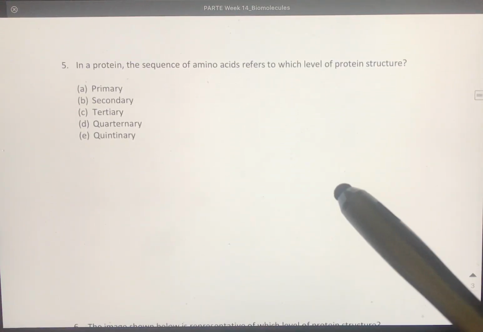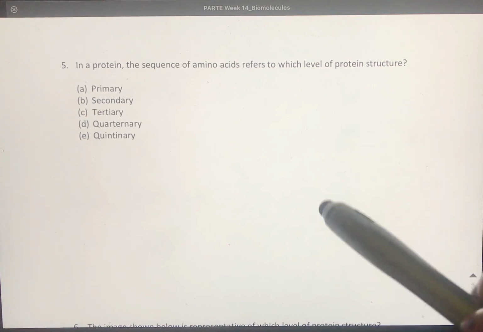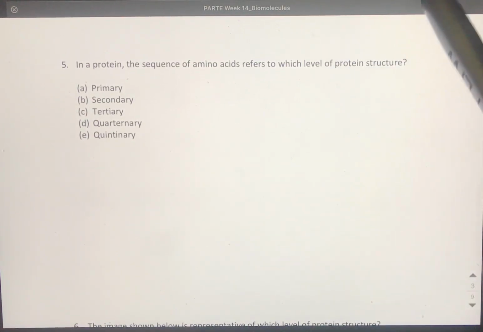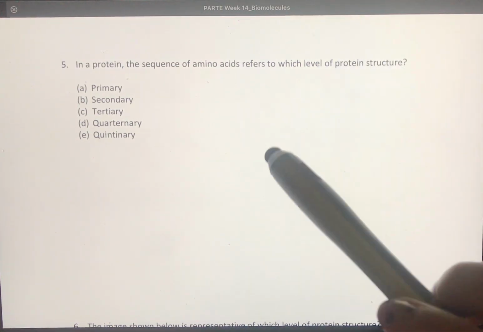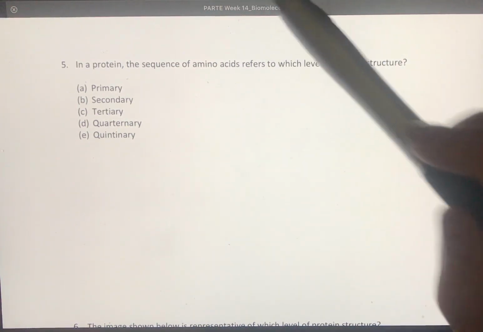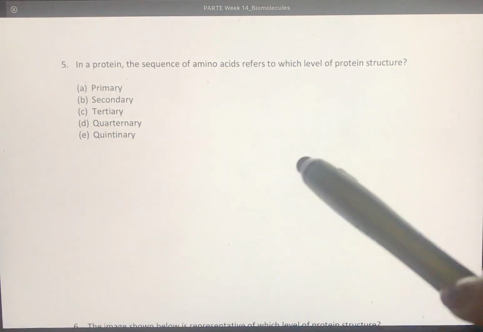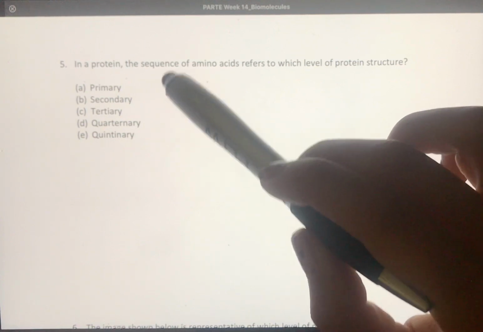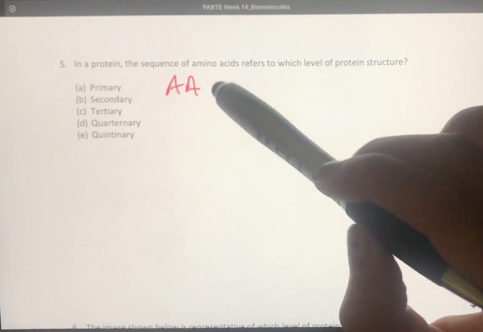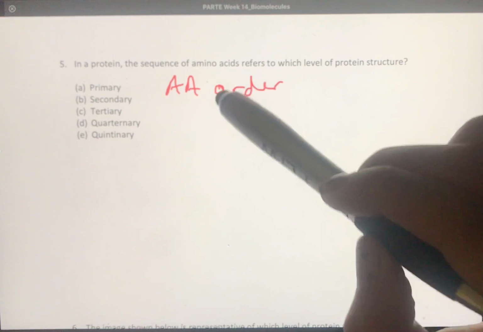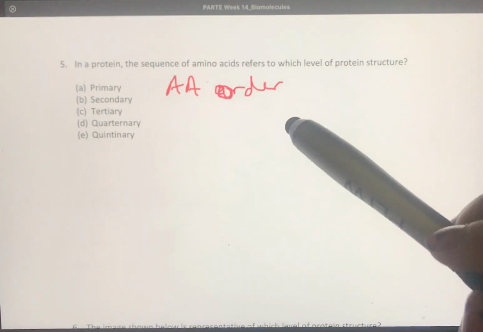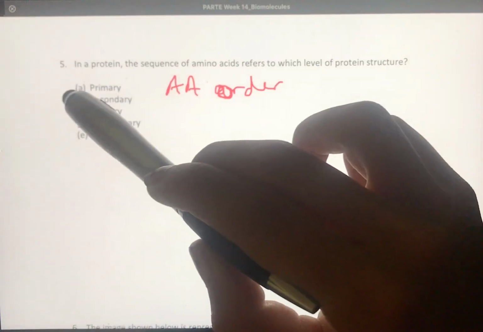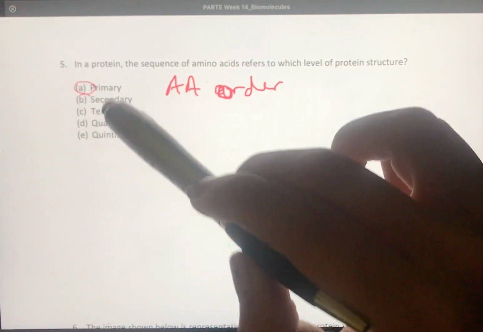So next, in a protein, the sequence of amino acids refers to which level of protein structure. So this one is just going to be a memorization problem. Either you know it or you don't. So in this one, I will just go through what all these mean. So primary structure is the order of amino acids. So we know that this one is going to be A, but we'll go through the rest just for your knowledge.